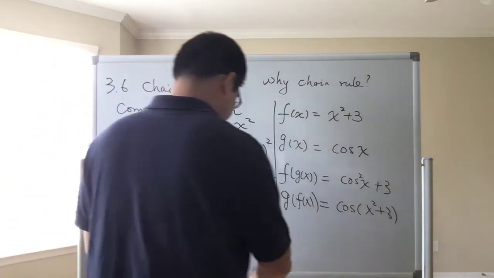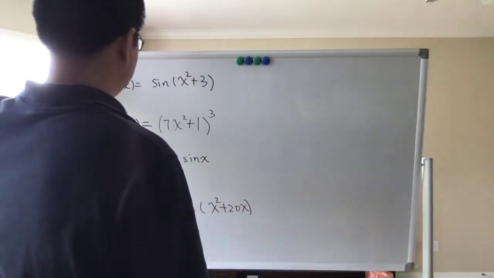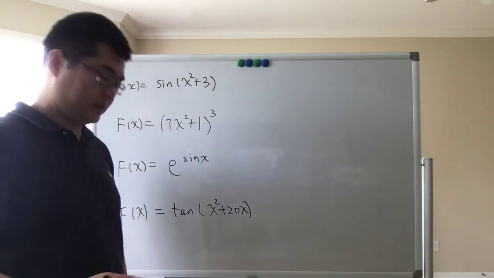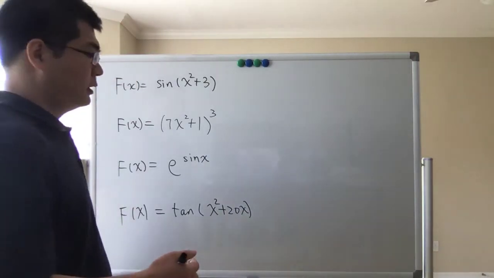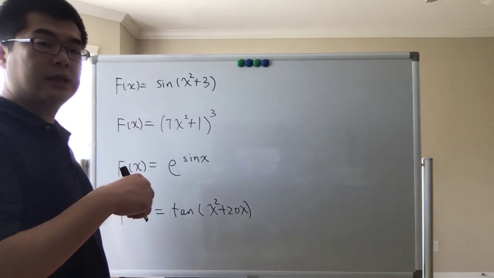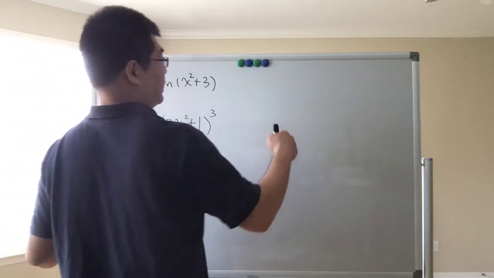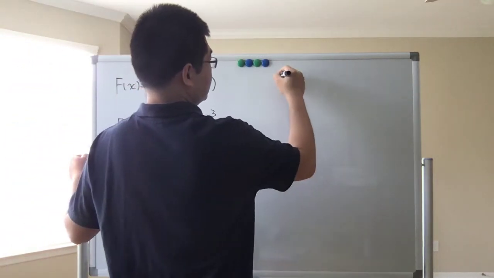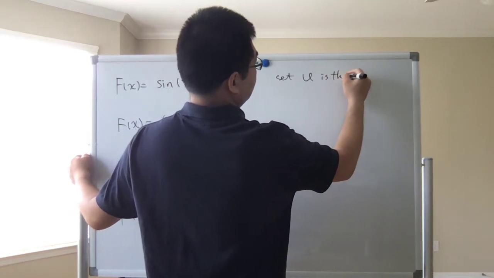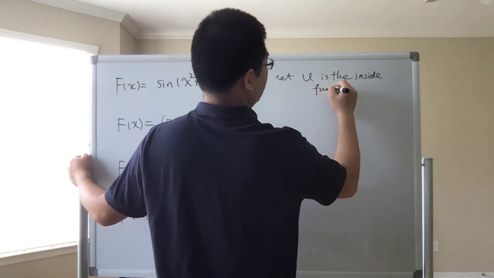Okay, so now let's do some practice. And also, guys, starting from this, let's introduce an intermediate variable. So set u as the inside function, okay?